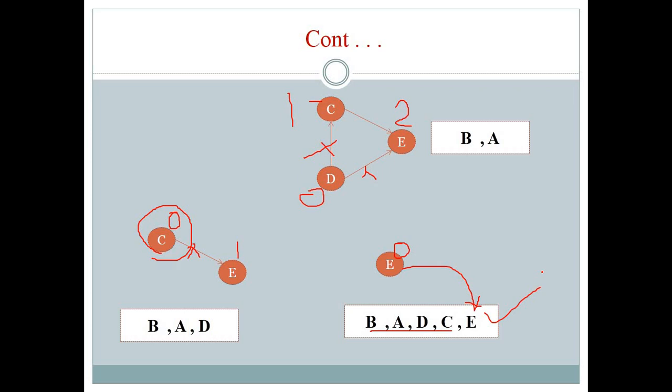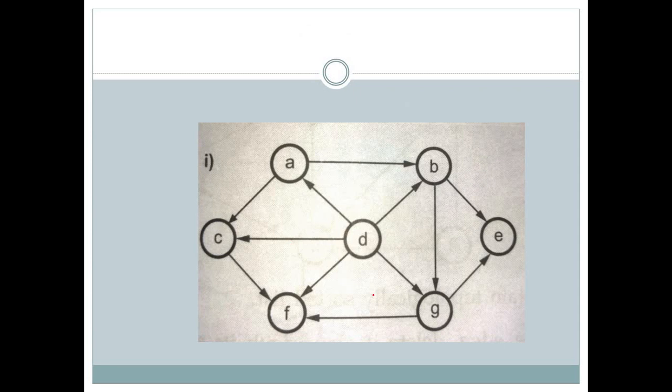Okay, so this is a very simple method. All you have to do is find the in degrees of all the nodes, delete the node that has in degree 0, and repeat this process up to the last vertex. Okay, so this is it. This is the example that you have to solve by the source removal algorithm.